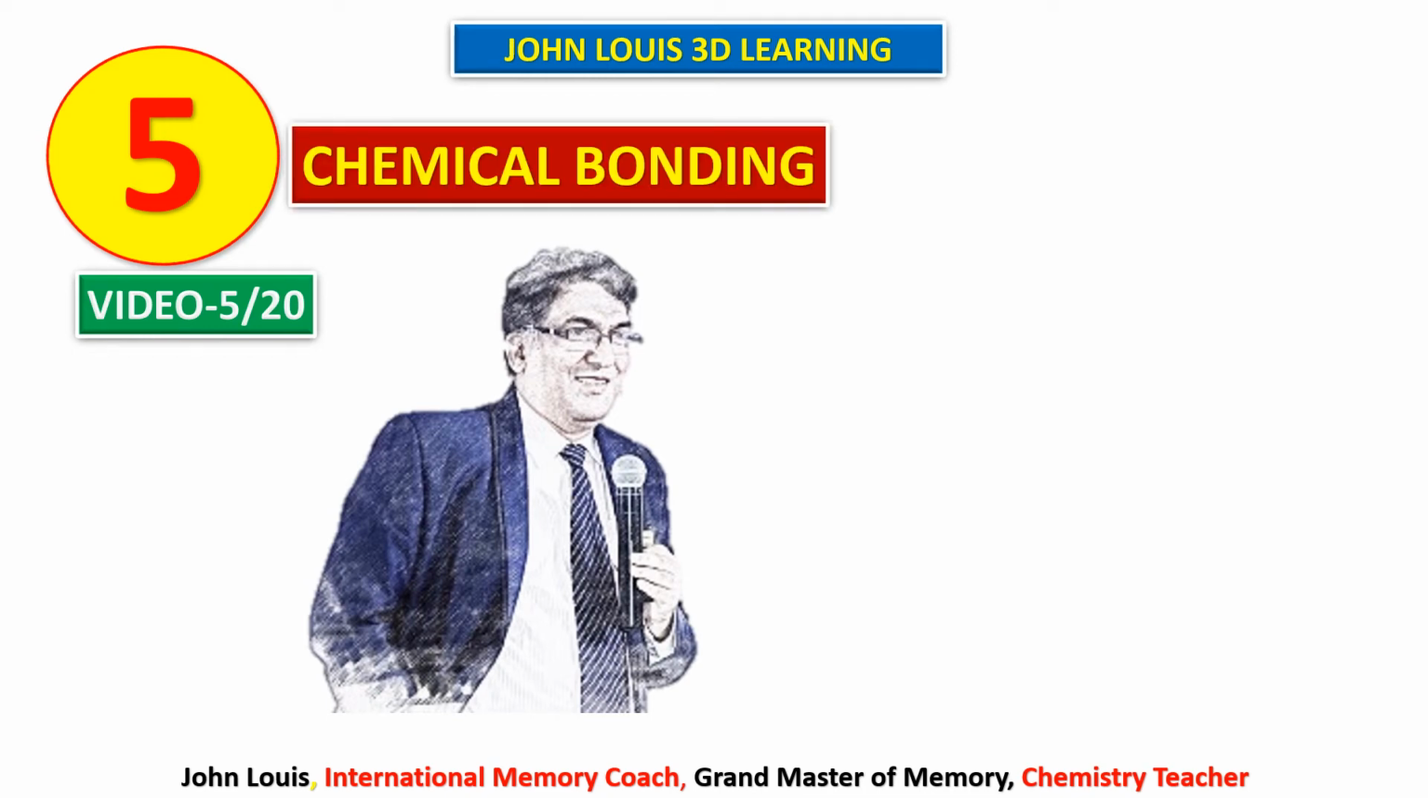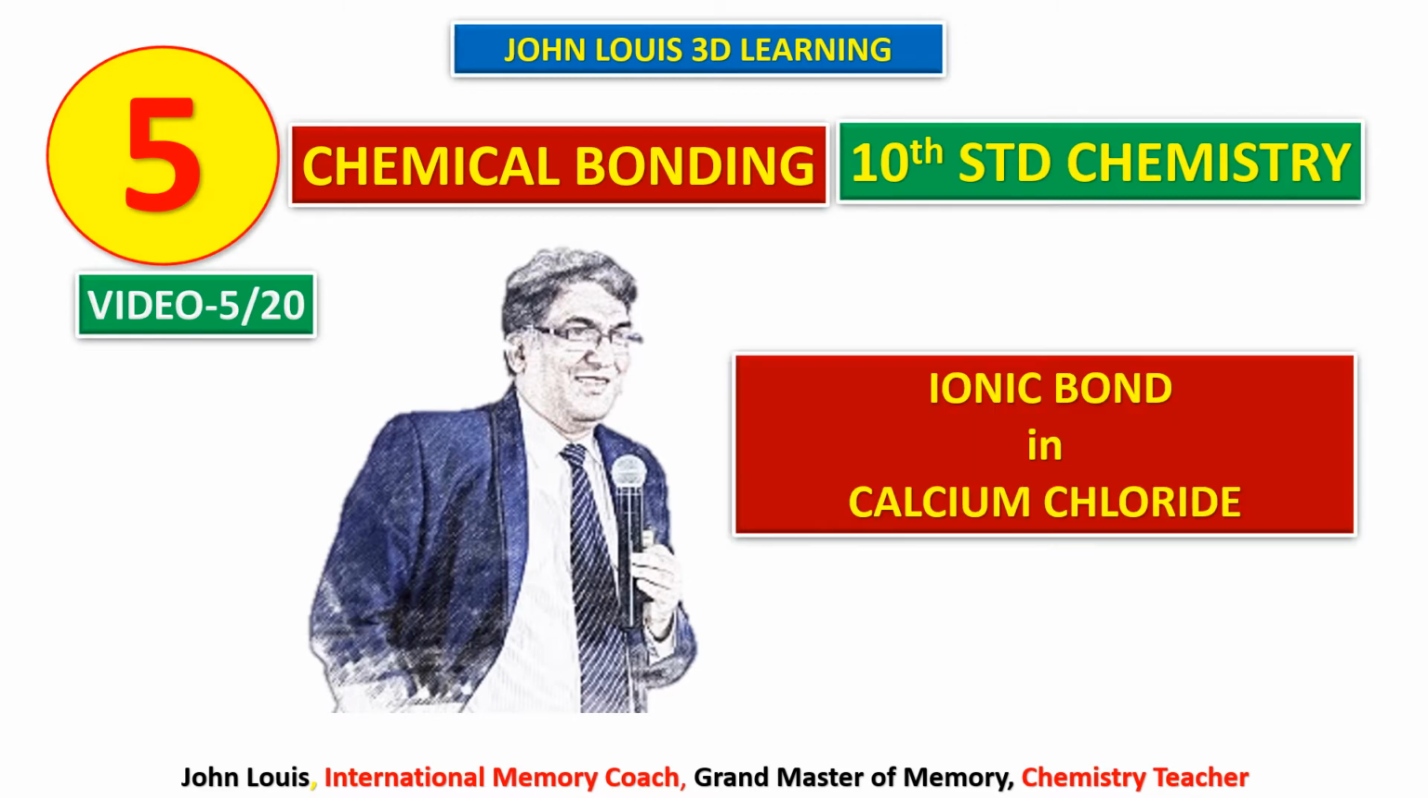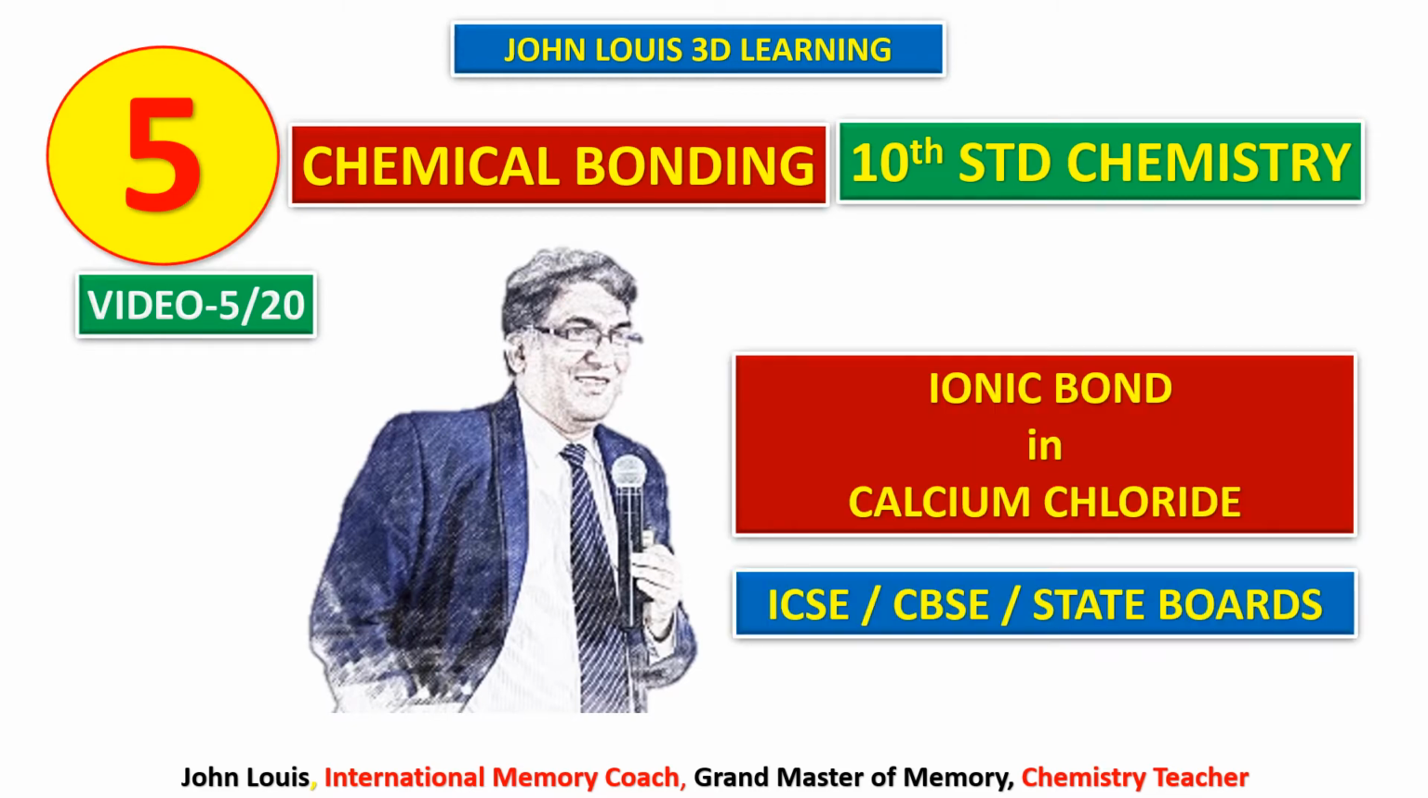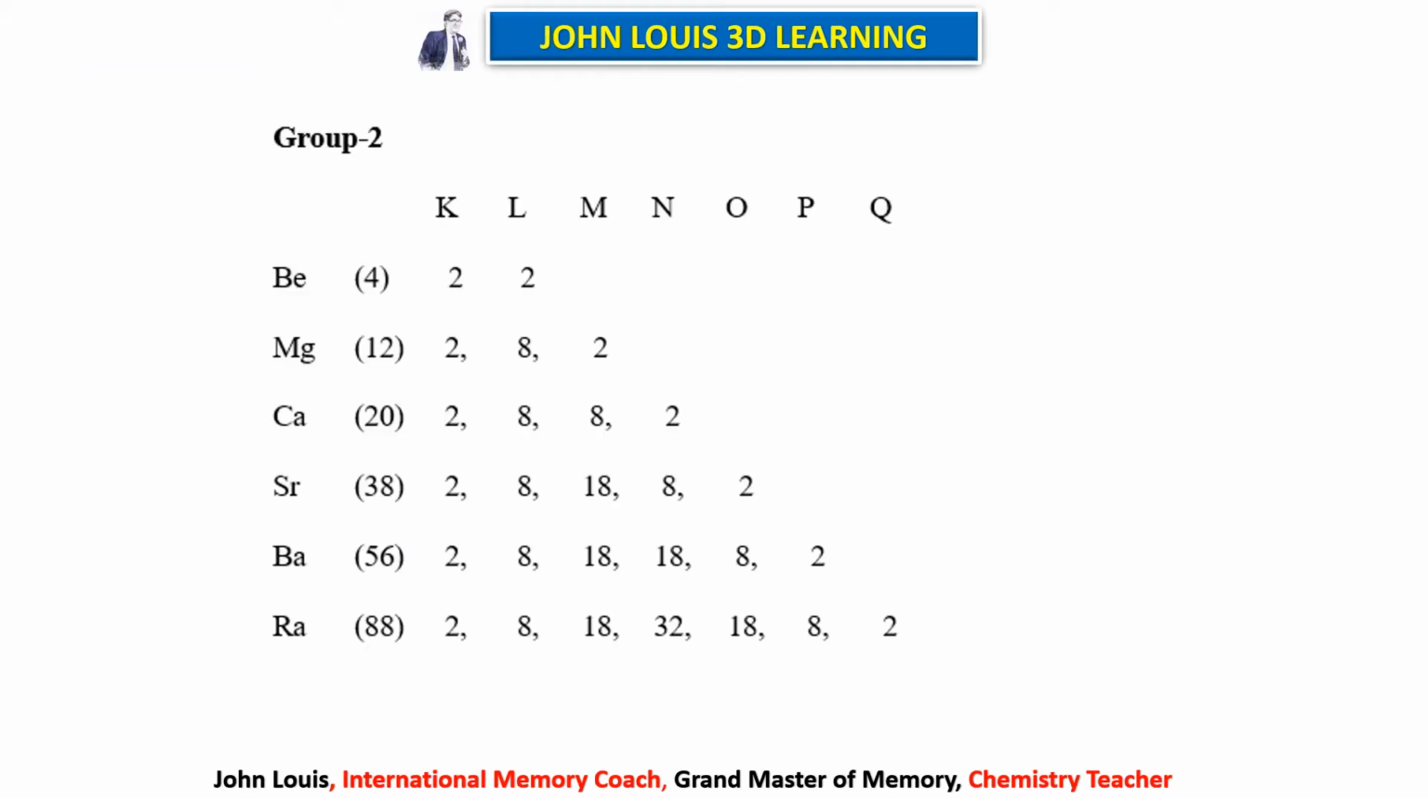In this presentation, we are going to see chemical bonding, ionic bond in calcium chloride. So let us take group 2 elements: beryllium, magnesium, calcium, strontium, barium and radium. All the elements have 2 electrons in their outermost orbit. Let's see one by one very quickly.